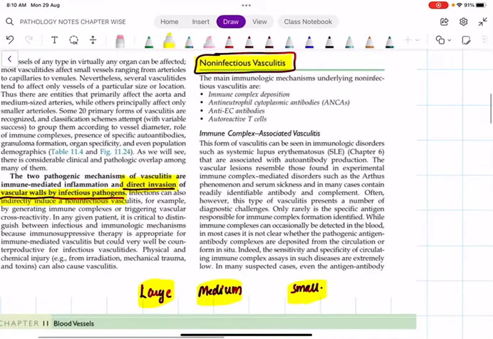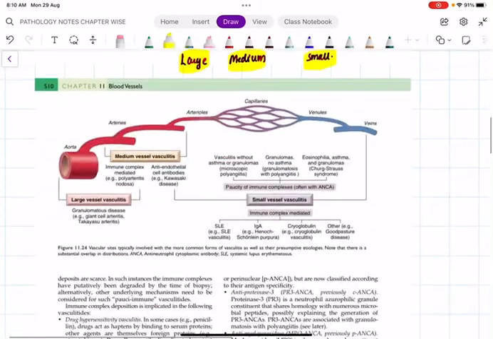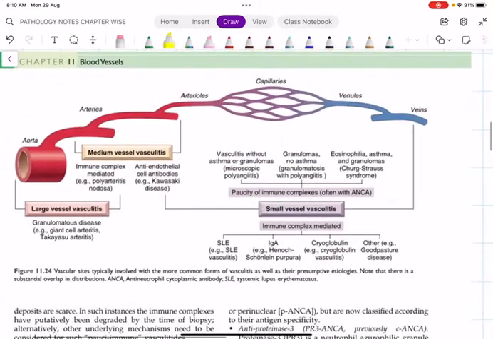So first let us see about the non-infectious vasculitis. But before that, let us classify this vasculitis. I told you we have large vessel vasculitis, medium vessel vasculitis, small vessel vasculitis. Large vessel vasculitis are usually granulomatous disease. Granulomatous disease. See, each of my words is important. So please try to comprehend these words and fix them in your cortex.